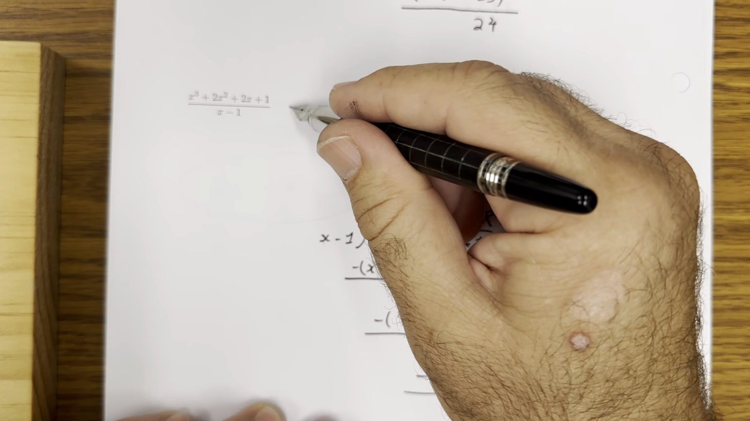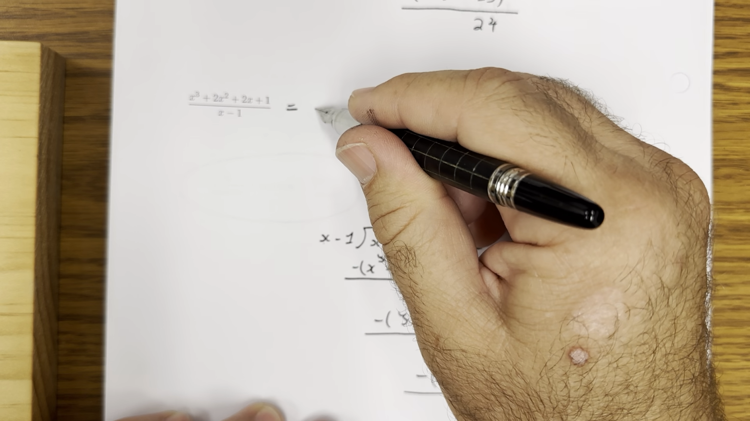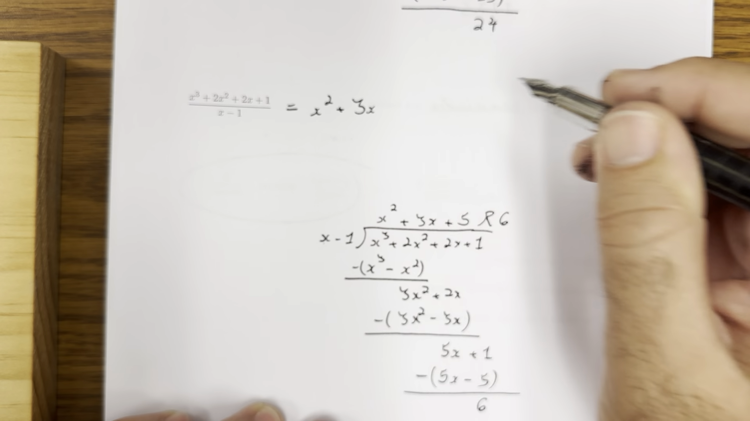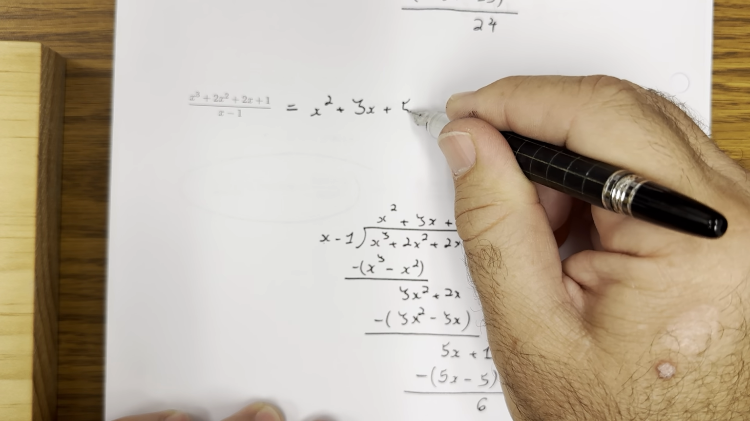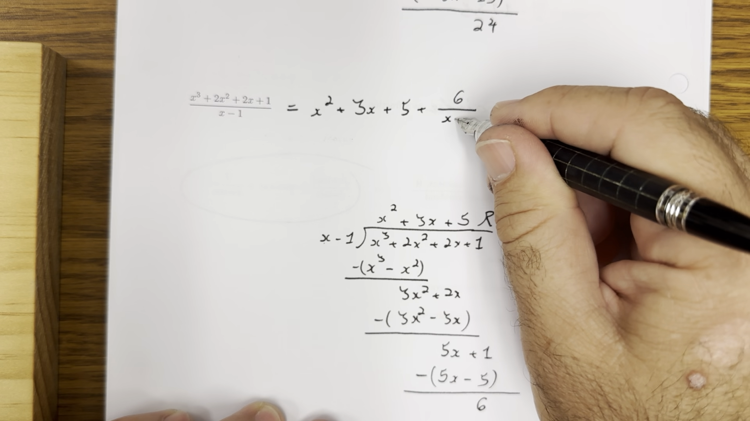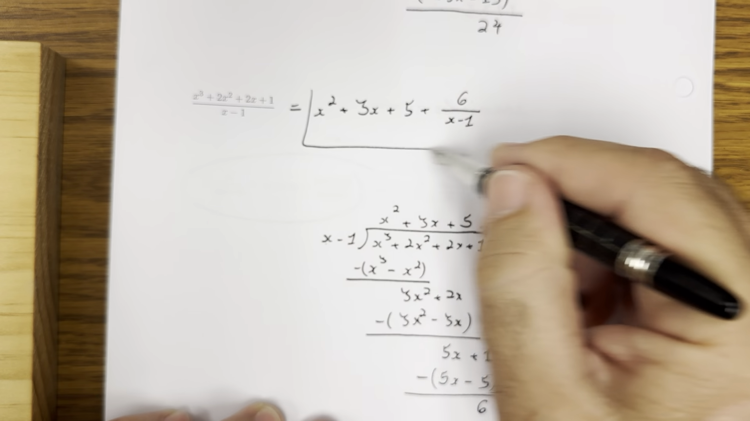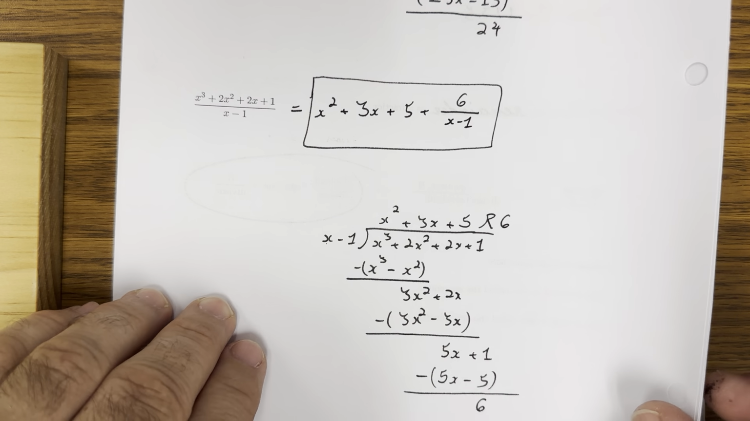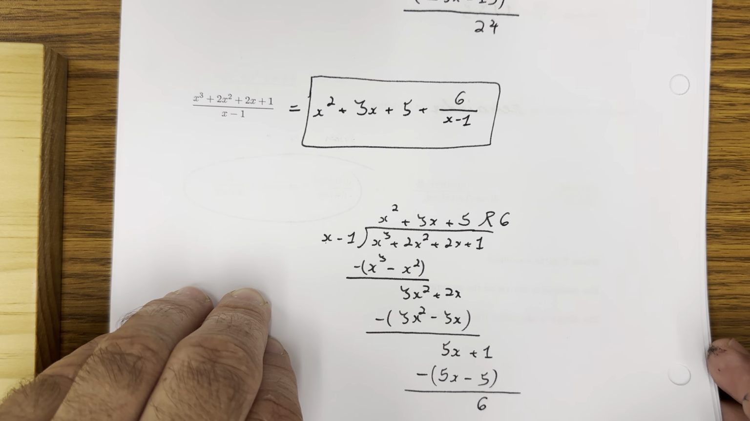And so our final answer becomes x squared plus 3x plus 5 plus 6 over x minus 1. And that is the final answer. Next one.